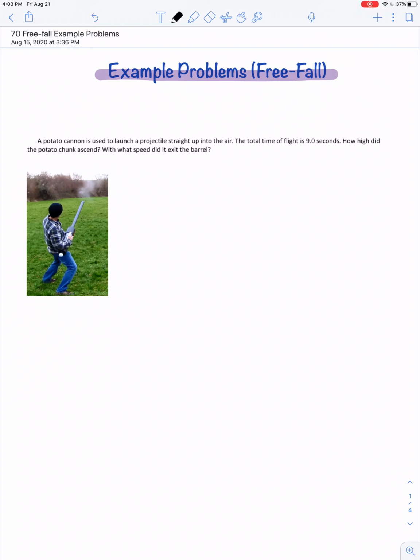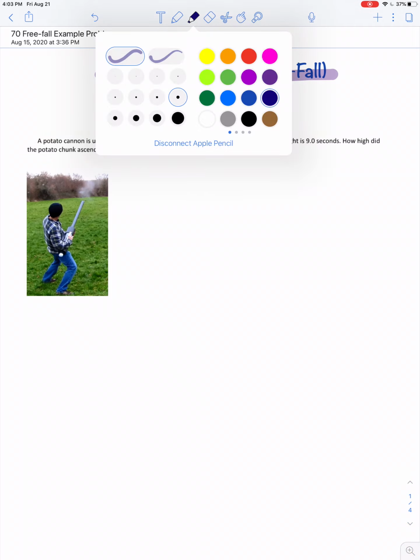So now that you understand all the kinematics equations, where they come from, the concepts behind free fall, and everything that goes along with this unit of study, let's put it all into practice and see if we can solve a few problems, especially related to free fall. So the first problem is about a potato cannon that launches a projectile straight up into the air. The total time of flight is 9 seconds.